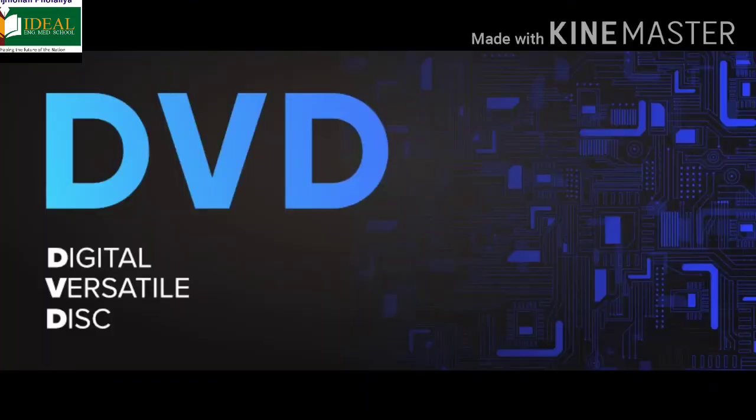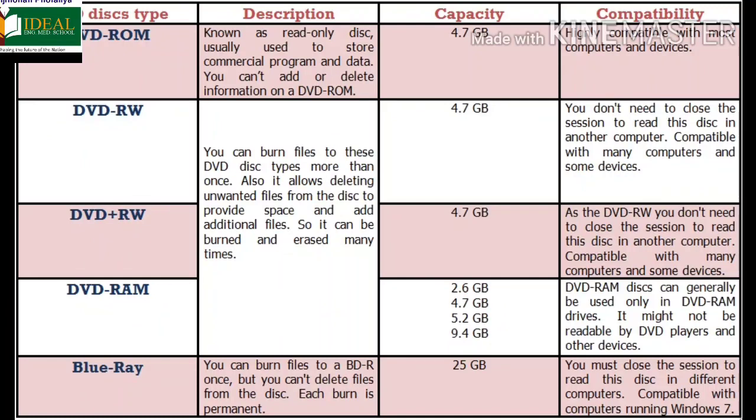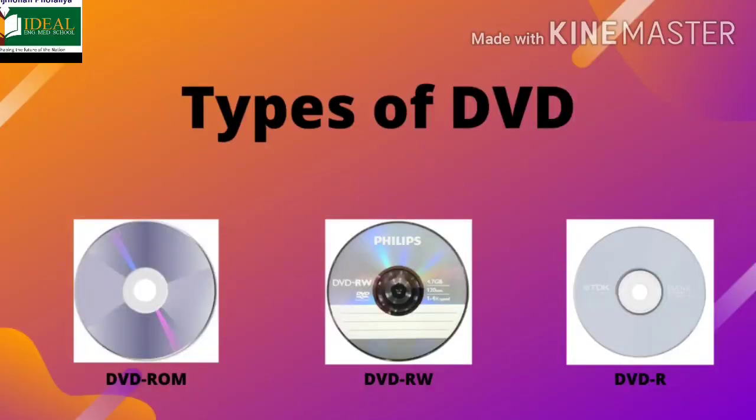DVD, digital versatile disc or digital video disc. A DVD has high storage capacity with good quality. DVD and CD look similar, but a DVD can store more data than a CD. You need a DVD drive to access the data on the DVD. Like CD, there are three types of DVD as well: DVD-ROM, DVD-R, DVD-RW, which work the same.